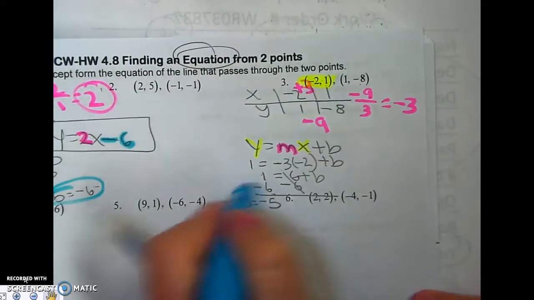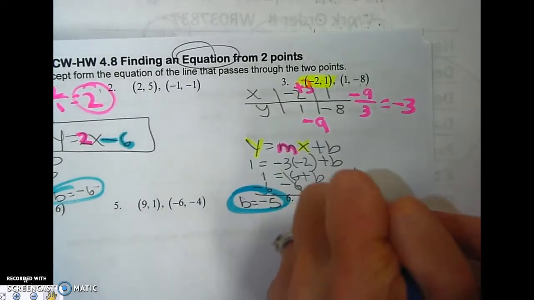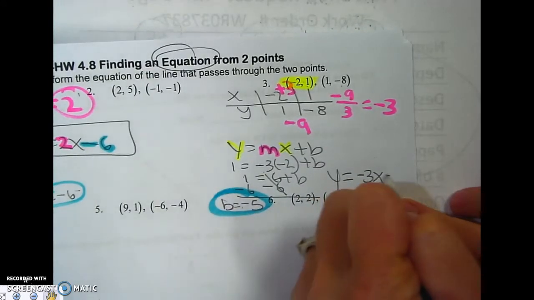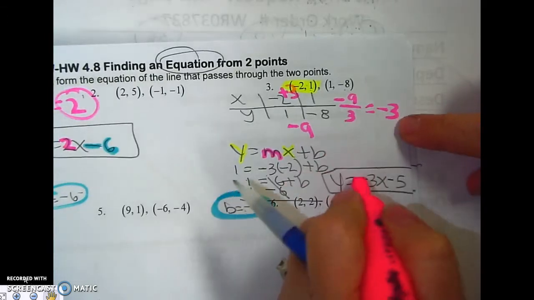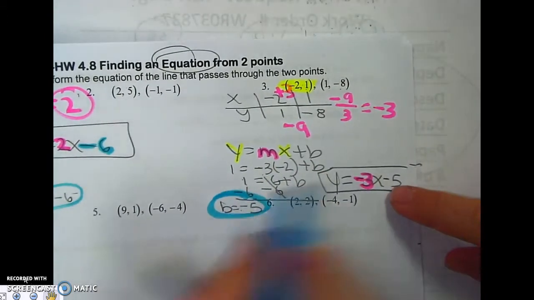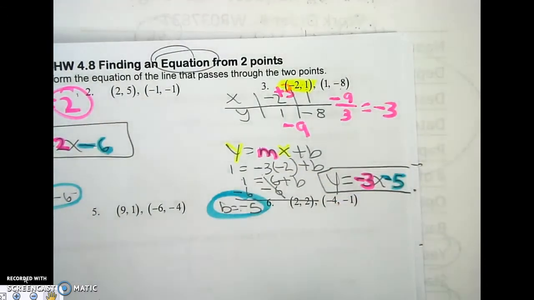Now, I got my blue. I have my m. Boom, I can write the equation. Y equals negative 3x minus 5. Where if you look here, there's my pink, my pattern, my slope, and here is my y-intercept, my b, my start, my beginning.